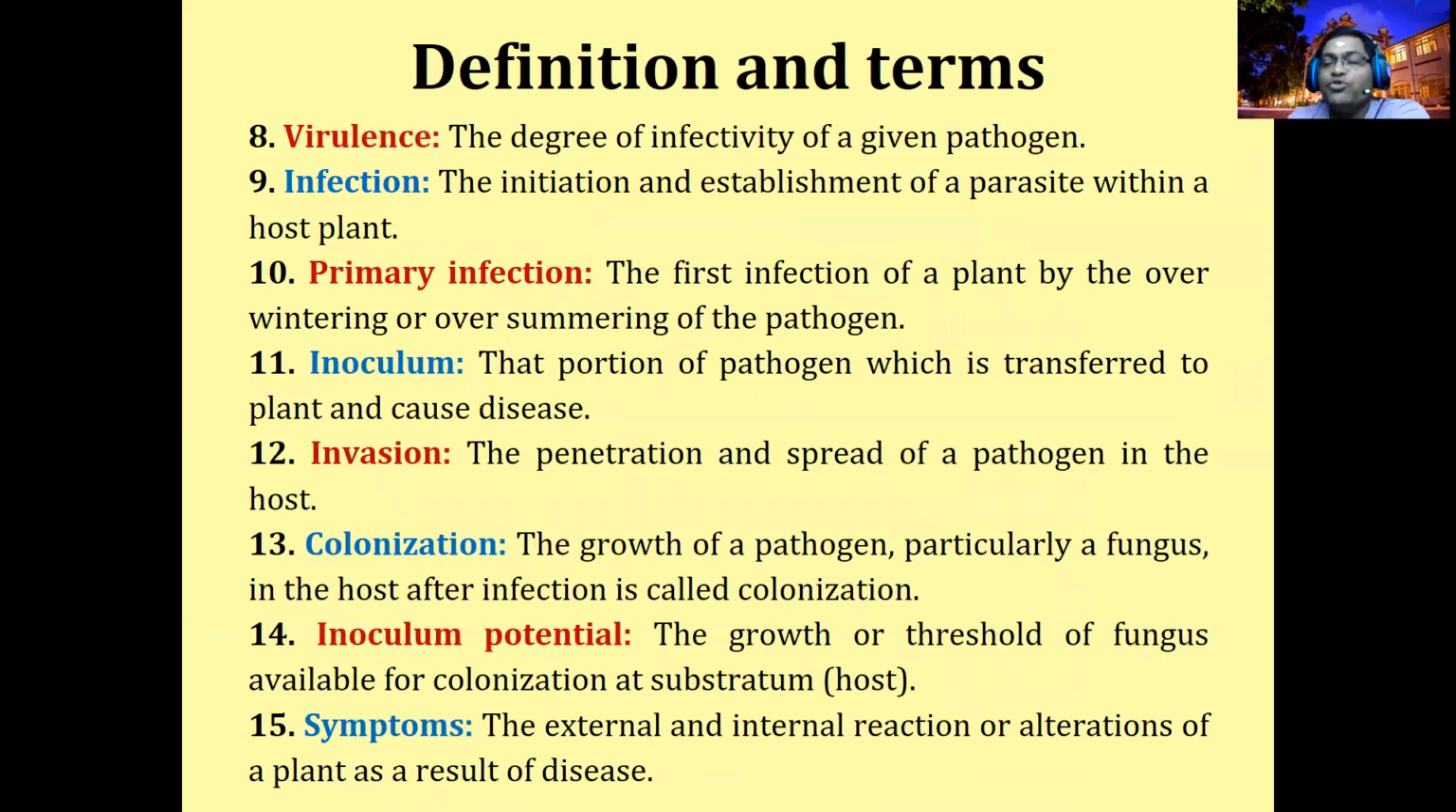While a pathogen is infecting, how much is the prediction, or to what extent this pathogen can cause the disease, that we call the degree of infectivity of a given pathogen. That we call virulence. So there are important terms: biotrophs, necrotrophs, pathogenicity, pathogenesis, virulence. These are mainly related to pathogens.